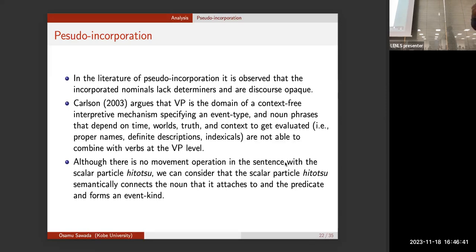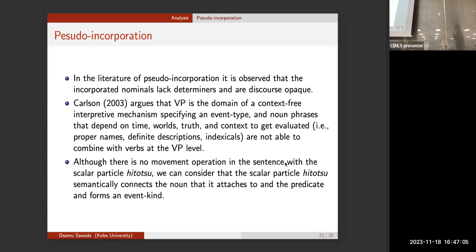And Carlson argues that VP is a domain of context-free interpretive mechanism, specifying an event type, and noun phrases that depend on time, world, truth, and context to get evaluated are not able to combine with it at the VP level. They are combined at the IP level, I guess. Carlson is thinking like that.